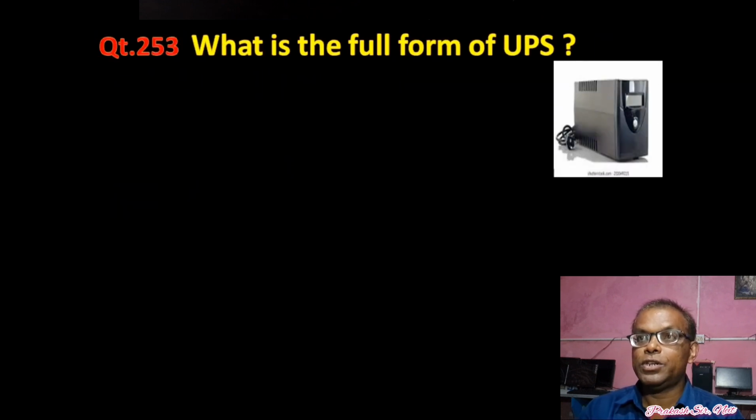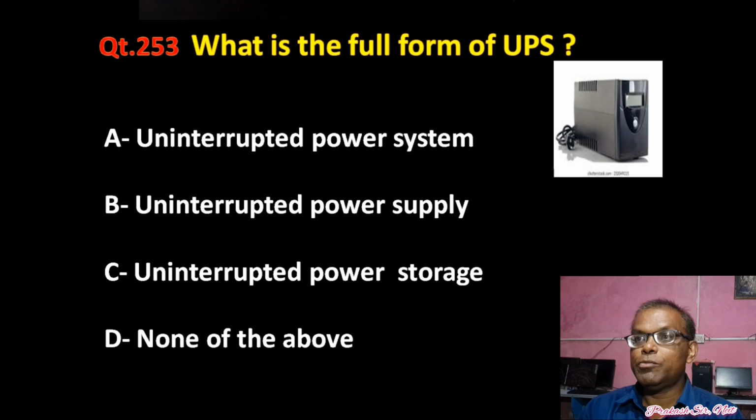Question number 253. What is the full form of UPS? Now alternate points are uninterrupted power system, uninterrupted power supply, uninterrupted power storage, none of the above. So the correct answer is uninterrupted power supply. B is the correct answer, because during electrical interruption, this physical device, this is the hardware of our computer that we are using to back up the supply during electrical interruption. So that is why UPS full form is uninterrupted power supply.